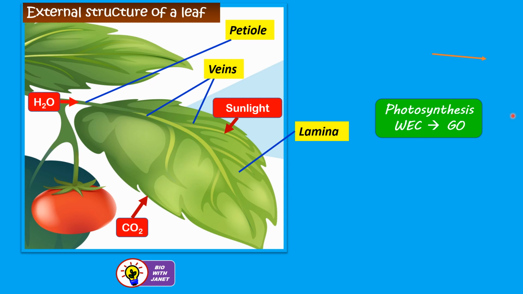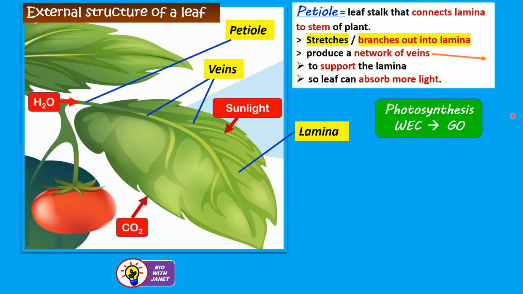All right, so let's find out the functions and adaptations of the petiole and the lamina. Now the petiole or leaf stalk connects the lamina to the stem of the plant here, right? So it stretches out or branches out into the lamina to produce a network of veins like what we can see here, like a fisherman's net. There are many veins inside the lamina which contain the xylem and phloem tissues to transport substances. Xylem transports water and mineral salts to the leaf, and phloem transports away the sugars produced during photosynthesis to other plant parts.